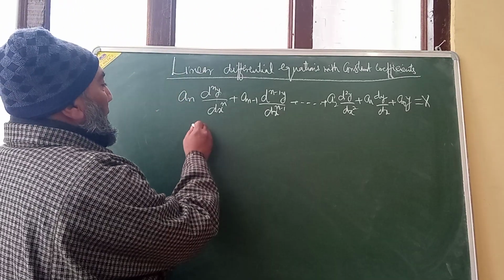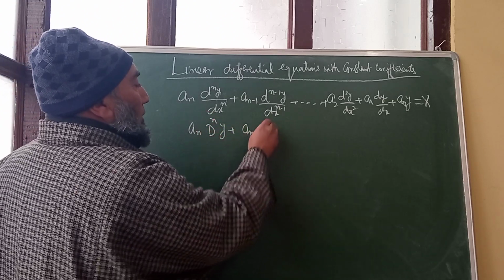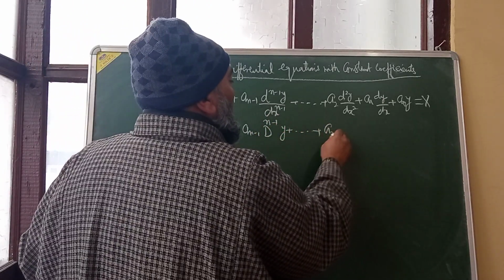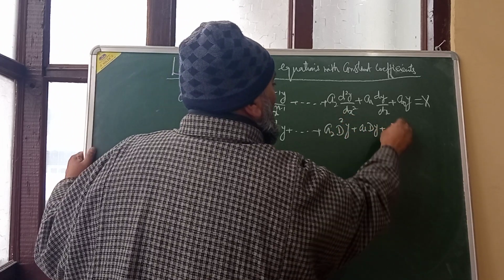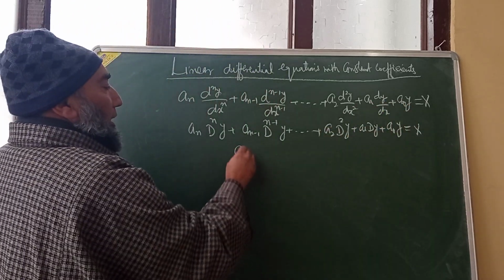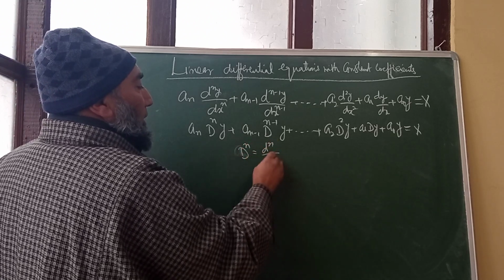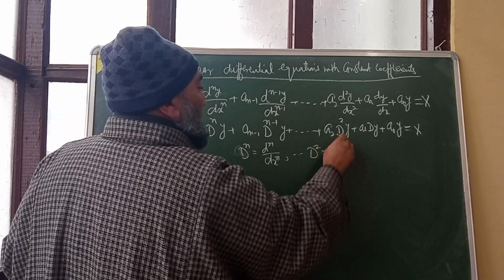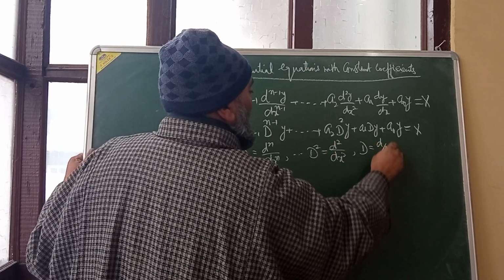Or this can be written as an dny, an minus 1 dn minus 1 y, a2 d square y, a1 dy plus a0 y equal to X, where this dn is dn by dxn. That means d square is d2 by dx2 and d is d by dx.